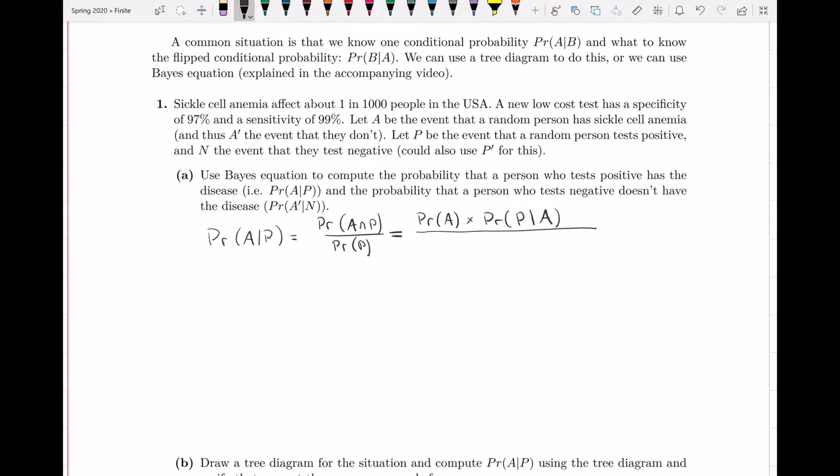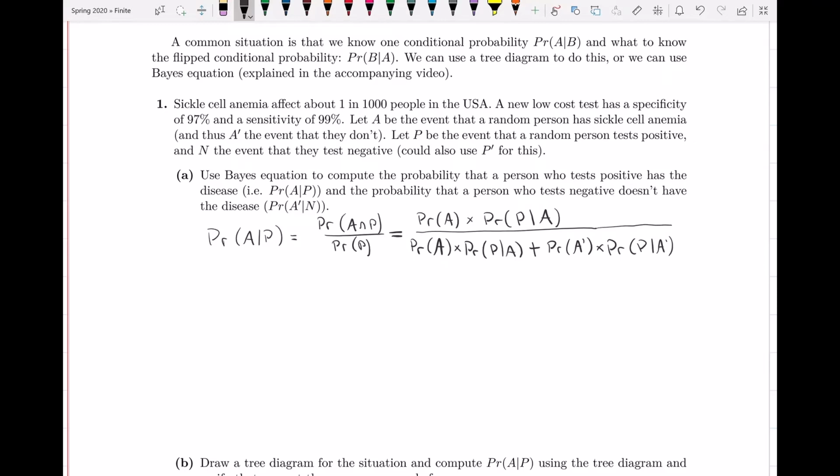All right, now on to the denominator. It's the probability of P, the probability of a positive test, and we want to just enumerate all the ways that can happen. So you can have the disease and have a positive test, or you cannot have the disease and have a positive test. So we have the first way, let's say you have the anemia, the probability of A, times the probability of a positive test given A, plus the other way, which is that you don't have the disease, the probability of A complement, and you still test positive, the probability of P given A complement. All right, so that's Bayes' equation.